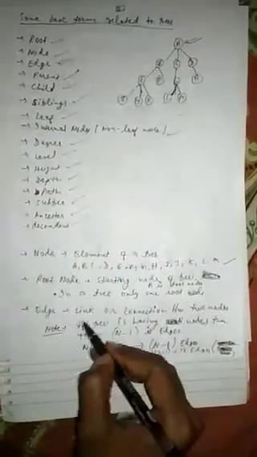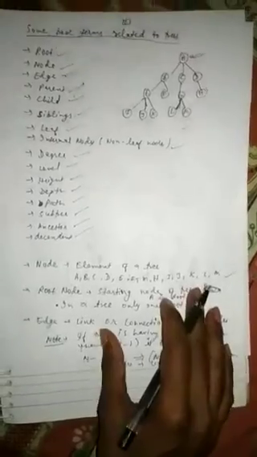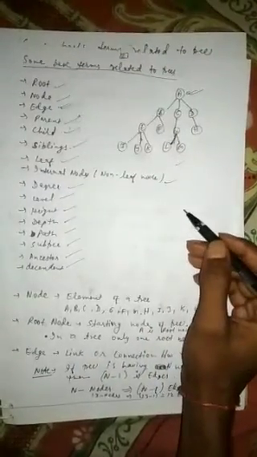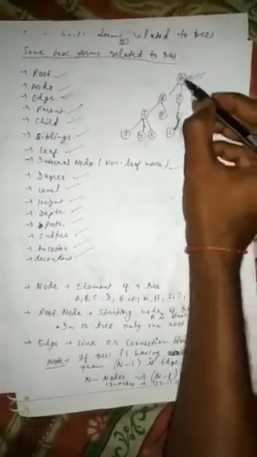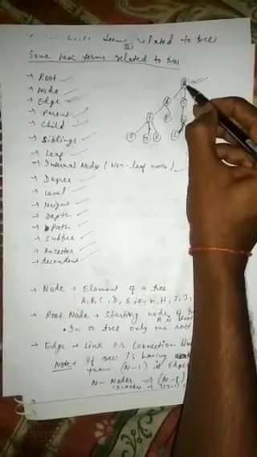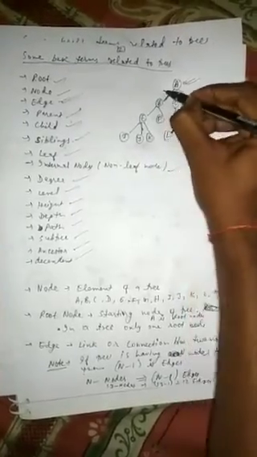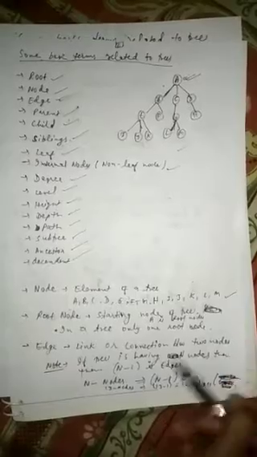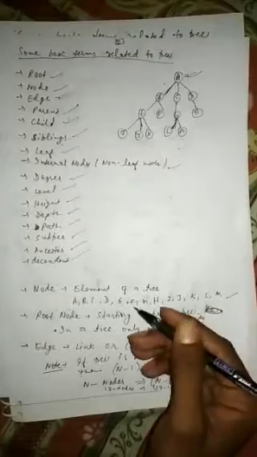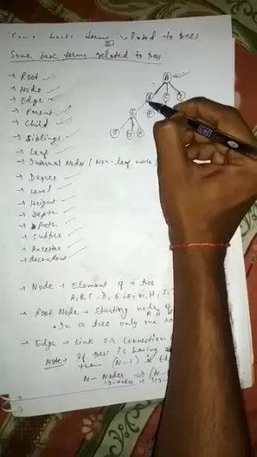Now I'm going to look at edge. An edge is a link or connection between two nodes. For example, between A and B, this is the connection. The definition: a link or connection between two nodes of a tree is an edge. So this is a node, this is a node.